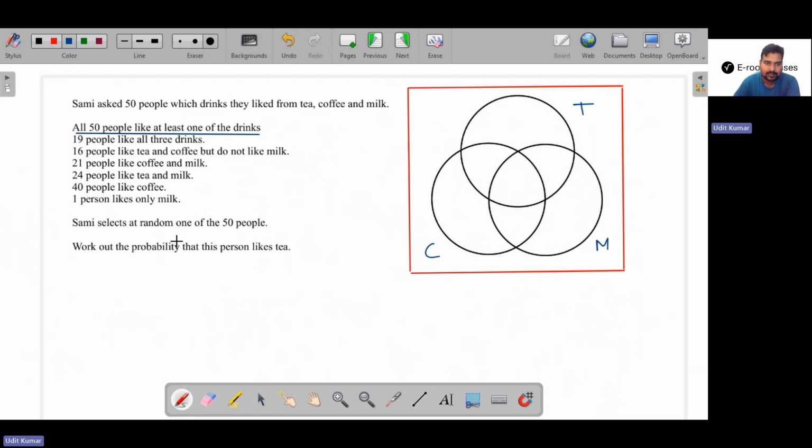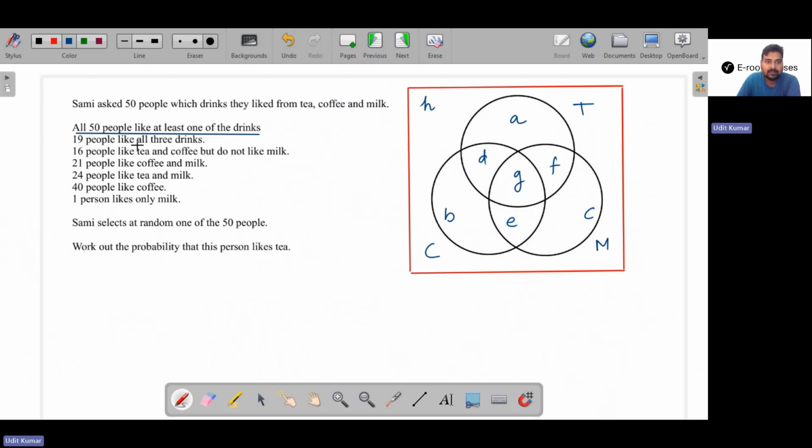Before starting to solve this question, we'll name the regions: A, B, C, D, E, F, and G. And this outside is H, which is of course 0 because all 50 people like at least one of the drinks. So H is anyway 0.